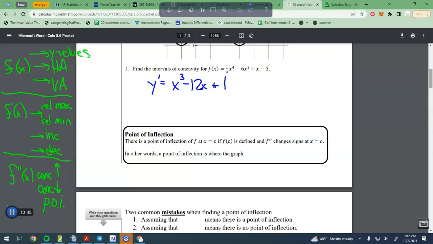And if I asked you for increasing, decreasing, relative max, relative min, you would stay at this level. Set it equal to 0, get your intervals, plug in, and do all the stuff you did yesterday. But I'm not asking you for that. I'm asking you for concavity. So before we do all that, we have to get to the second derivative level. So it'd be 3x squared minus 12.